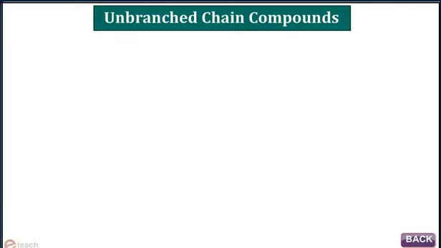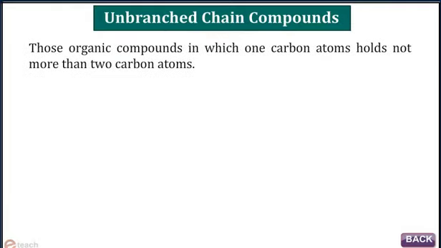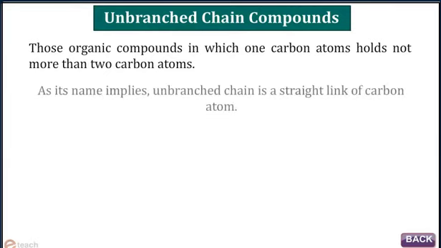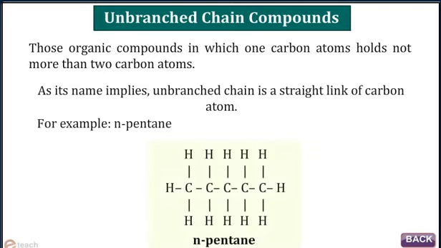Unbranched chain compounds. Those organic compounds in which one carbon atom holds not more than two carbon atoms. As its name implies, an unbranched chain is a straight link of carbon atoms. For example, n-pentane.